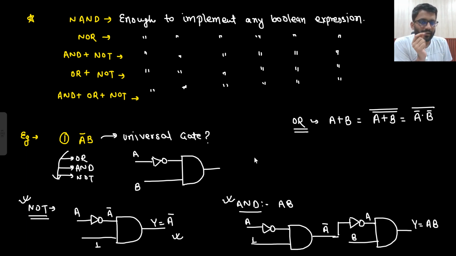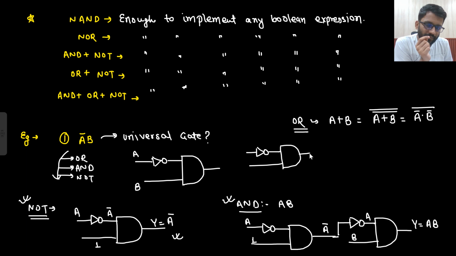First I will take the bar of B. So here I am getting B bar. B bar into 1 would be B bar. So here I am getting B bar.